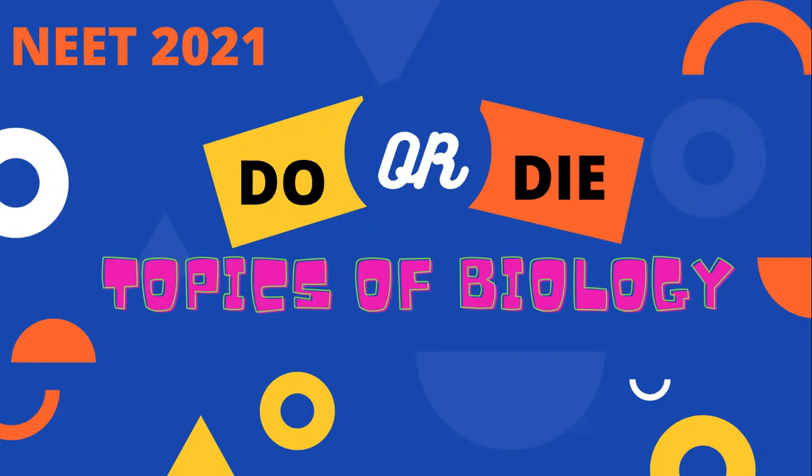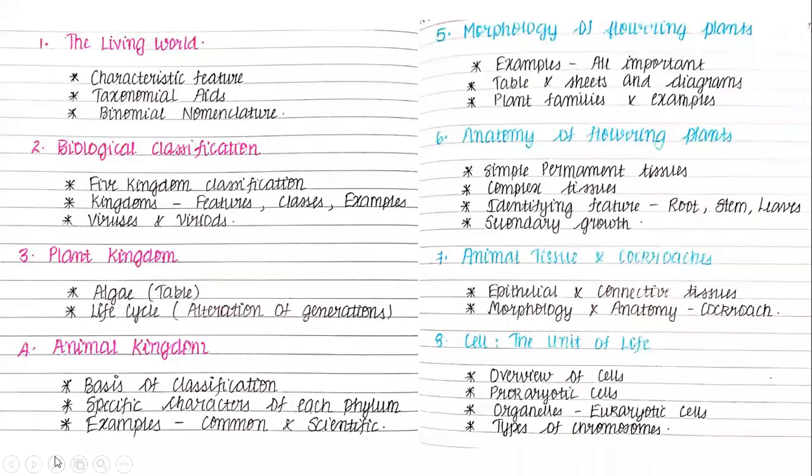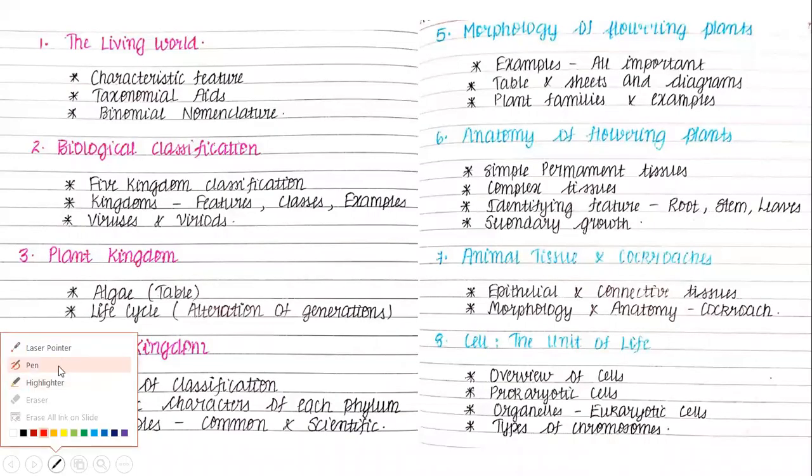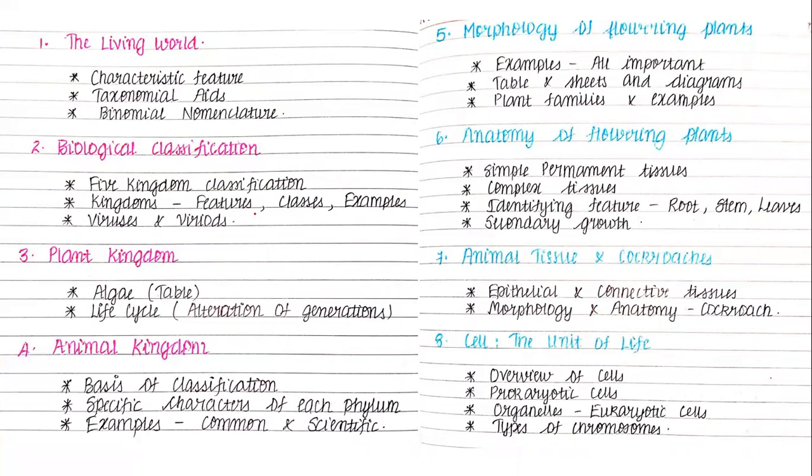Today we are going to discuss the do or die topics of biology, chapter wise, topic wise. What are those topics which you must pay attention to when you are studying a topic or a chapter in biology? Let's get into that and discuss each chapter and topic in detail. This is my handwritten slide.